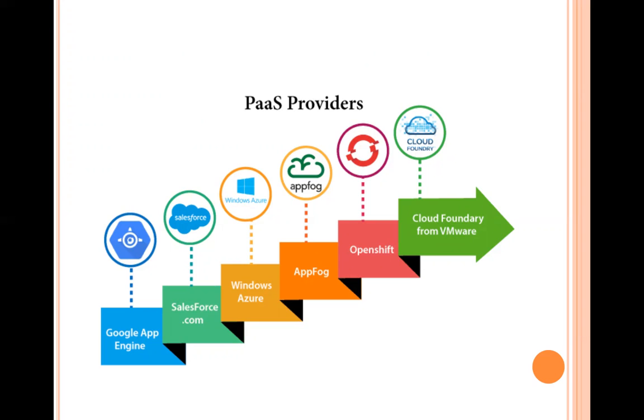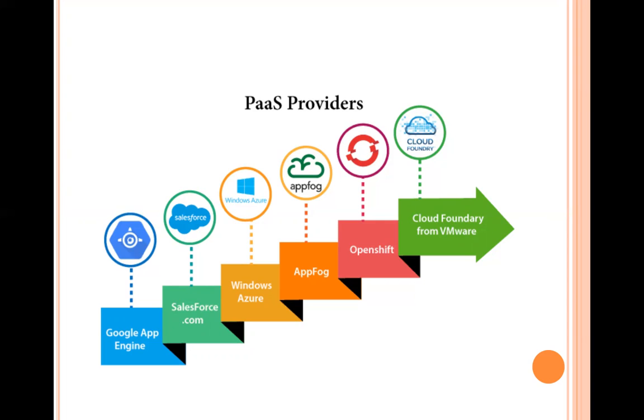Then AppHog. AppHog provides justcloud.com, SkyDrive, and Google Docs. Then OpenShift. It provides Red Hat and Microsoft Azure. Microsoft Azure is an online database. Then Cloud Foundry from VMware. It provides data, messaging, and other services. These are the different PaaS providers.